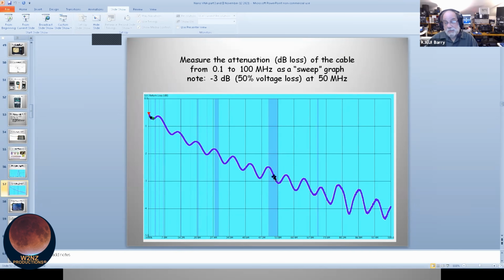Why? 3 dB is getting pretty significant. That's half the voltage. That's a quarter of the power. So I don't think I would use this cable 50-some feet on 6 meters, or worse at 2 meters, or never at 440. But yeah, I could sell it to a CB operator for 11 meters.